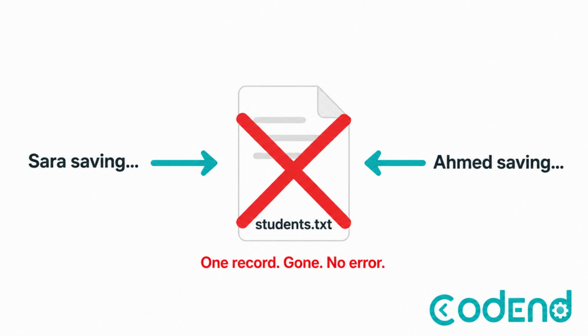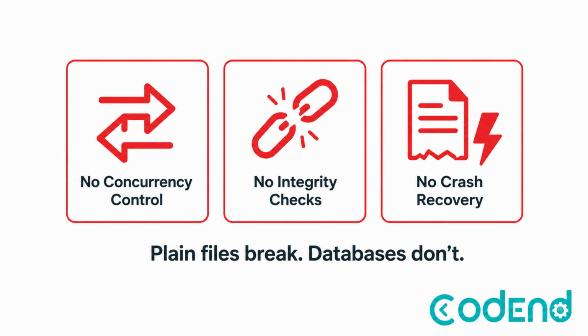Two people edit the same file, one saves, the other saves. One of them just silently erased the other's work and then nobody got an error. Files have no rules, no locking, no validation, no recovery. Scale that to thousands of users and millions of records, and chaos is inevitable.